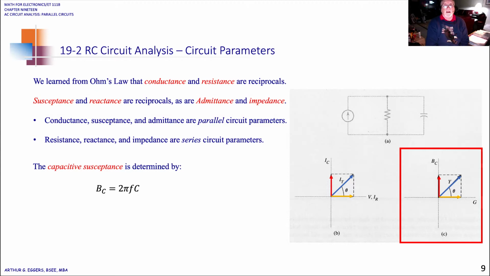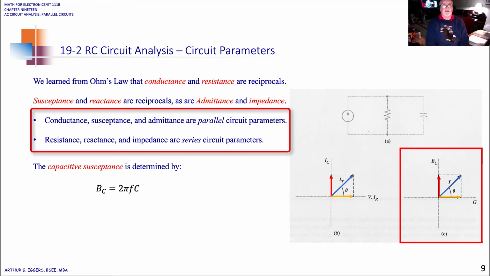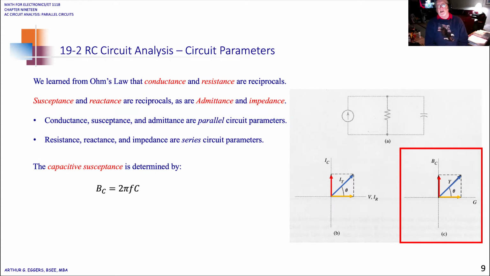So we're looking at inverses here and how we can use inverses or reciprocals to help us to solve problems. Sometimes it's easier to use these inverses or reciprocals on certain types of circuits. So conductance and susceptance and admittance are parallel circuit parameters. Resistance, reactance, and impedance are series circuit parameters. So the idea behind this is using these reciprocals to help us solve for specific type problems more easily.